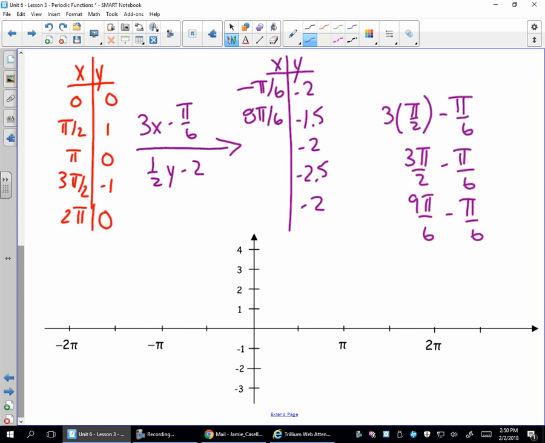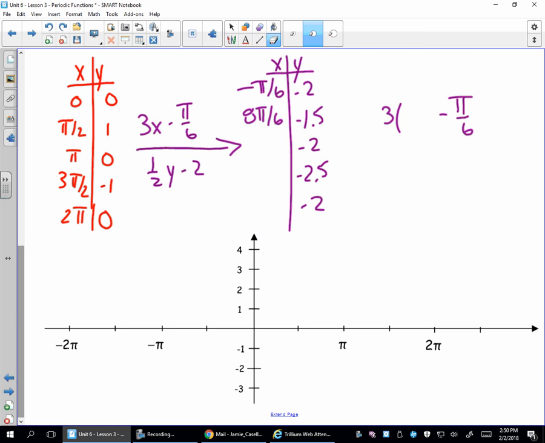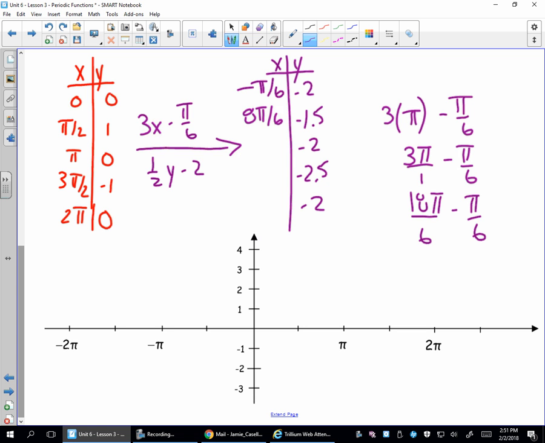Okay, what's my pattern? It looks like I've gone up 9 pi's. Now, if you want to test it, try the next one and see what happens. So I'm going to times it by pi, which is 3 pi over 1. Okay, common denominator again gives me 18 pi minus pi over 6, which is 17 pi over 6. Hey, I went up by 9 pi again. So I know what the next one's going to be. It's going to be 26 pi over 6 and 35 pi over 6, which matches our domain. Where the table ends is where your domain should end for one cycle.